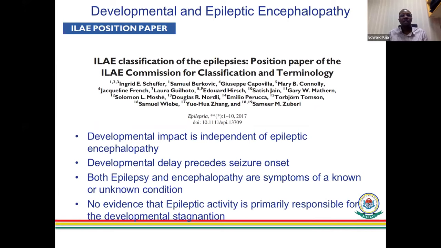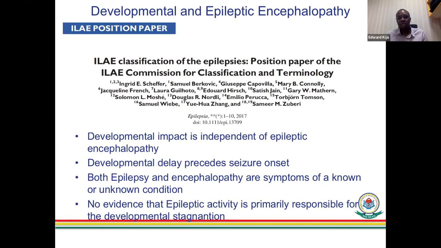In 2017, which is the latest classification of epilepsy by the International League, two further terms were introduced into the classification: developmental encephalopathy and developmental and epileptic encephalopathy, which is our topic for discussion today.